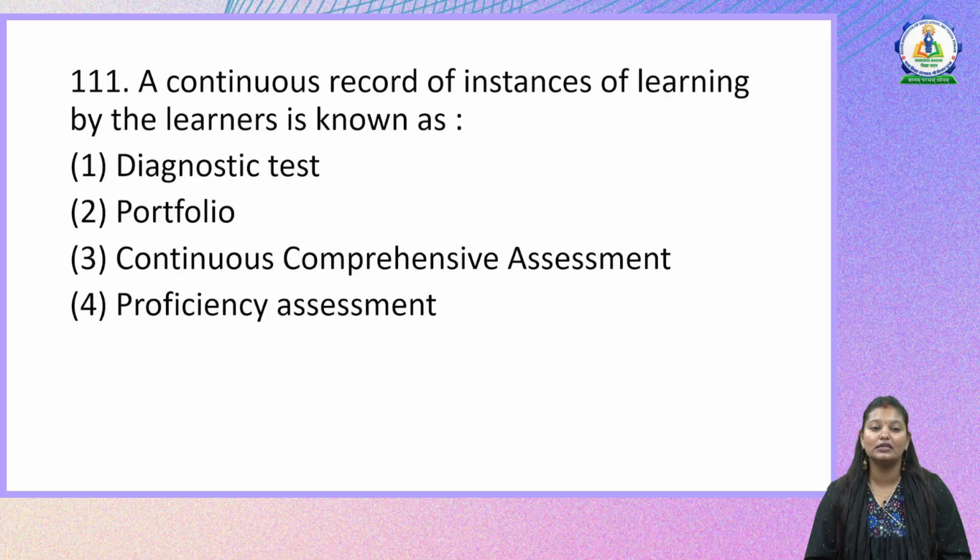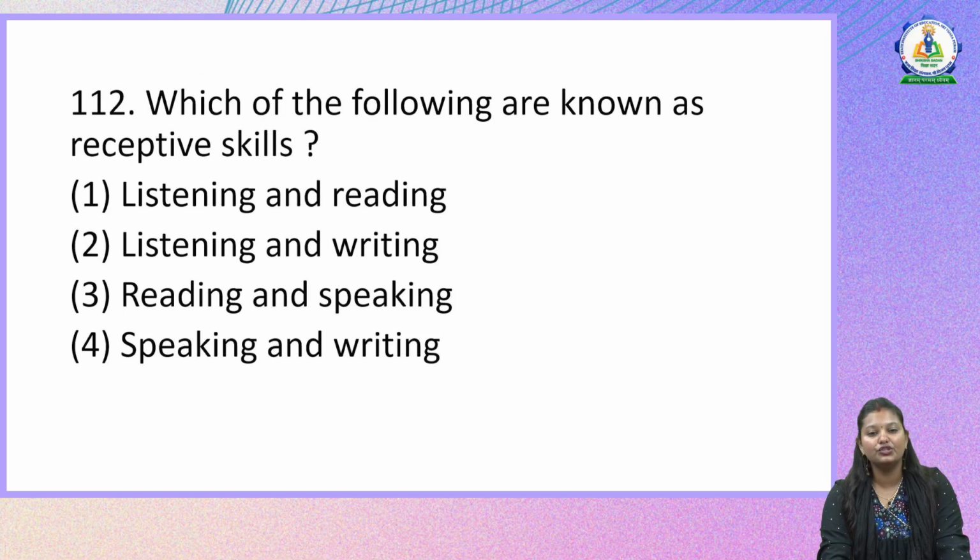So the correct answer here would be portfolio. A continuous record of instances of learning by the learners is referred to as a portfolio. So it will have various records of how the child has learned, how the child has improved, and certain key aspects which will show us the development that the child is having in his or her learning. So that is why this particular topic also becomes important. Moving on to the next question. Which of the following are known as receptive skills? So when we were discussing the LSRW skills, we spoke about receptive skills and also productive skills.